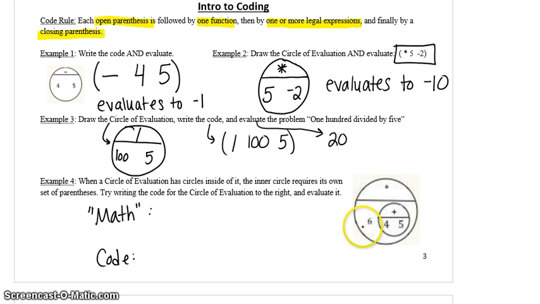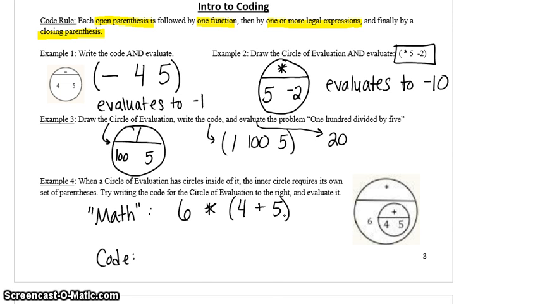So this circle of evaluation is telling us to take 6 as our first input and multiply it times our second input, which is a circle of evaluation stating that we should be adding 4 plus 5. So in math, writing this out as we normally would see it, we want to take 6 and multiply it times 4 plus 5. The 4 plus 5 requires its own set of parentheses because it was an inner circle of evaluation.